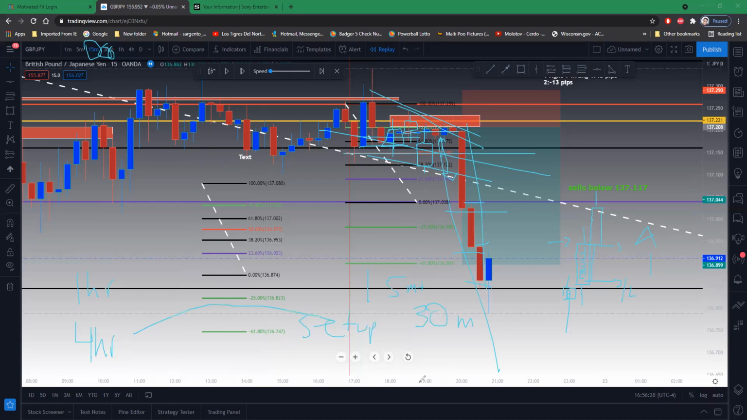Sorry. 1 hour, 4 hour is your setup. 15, 30-minute is your entry. Combine these two together, and you get what? Uptrend, downtrend, consolidation, right? And you're going in the right direction on these two.